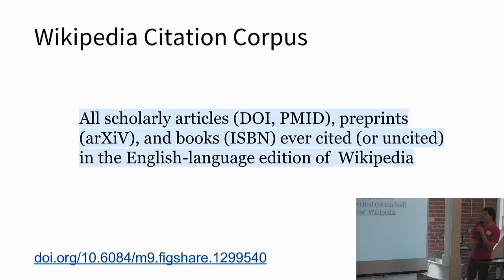And finally, the Wikipedia citation corpus is a corpus that we released that contains every single scholarly article identified via a DOI or a PubMed ID, every single preprint with an arXiv identifier, and every single book identified with an ISBN that has ever been cited or uncited, because very often you also have citations that are removed from Wikipedia, in the English language edition of the project.